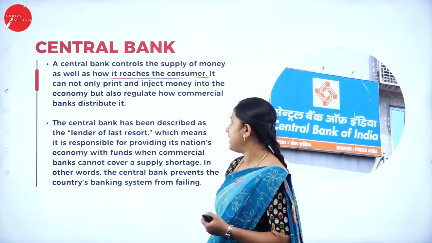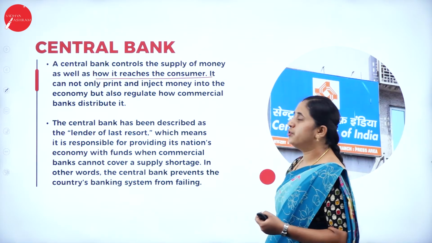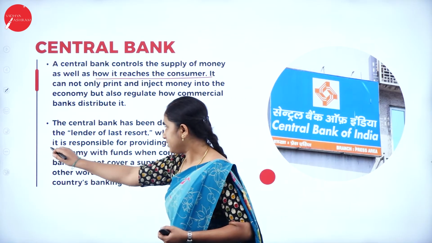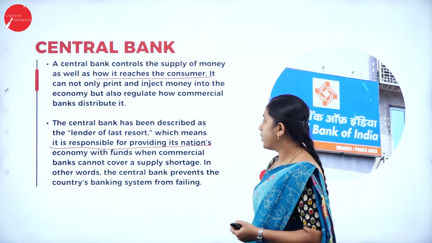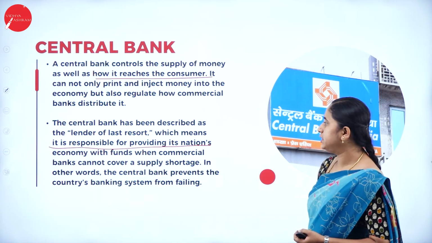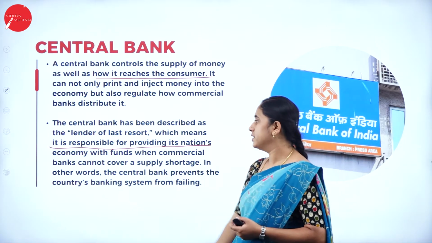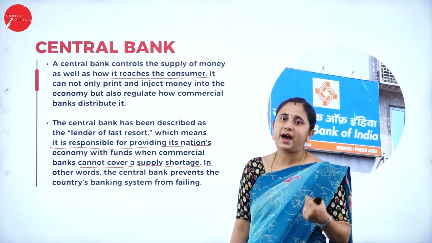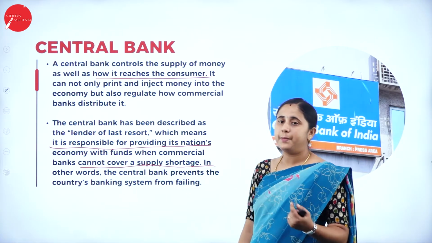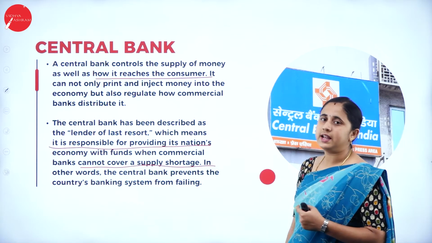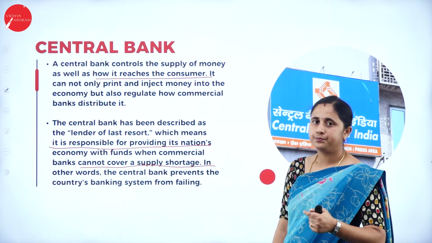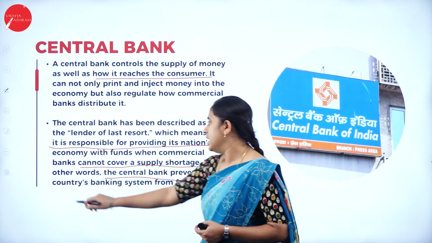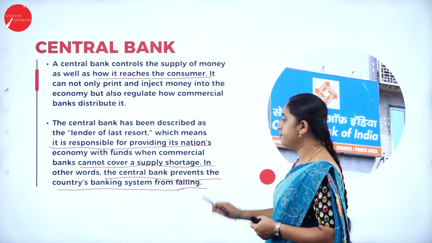Next, the central bank has been described as the lender of last resort, which means it is responsible for providing the nation's economy with funds when commercial banks cannot cover the supply shortage. If the commercial bank fails to manage the money supply or money shortage, then the central bank is going to manage this shortage. In other words, the central bank prevents the country's banking system from failing.